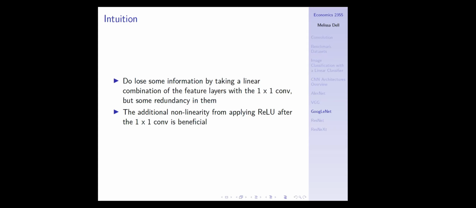So you're not necessarily throwing away as much information as you might naively think when you apply these 1-by-1 convolutions. And then the additional benefit of this is that after you apply the 1-by-1 convolutions, after the convolution you always apply ReLU. And so you're actually getting more nonlinearity, and it's possible at least that it might help you. And so that's the intuition for why you can do this, and it's actually not a bad thing.